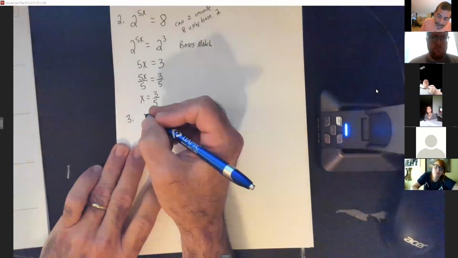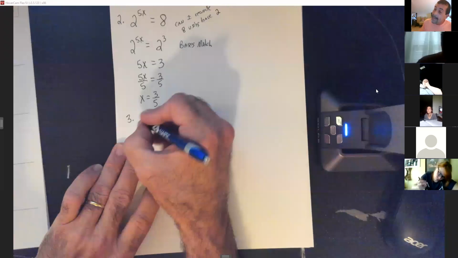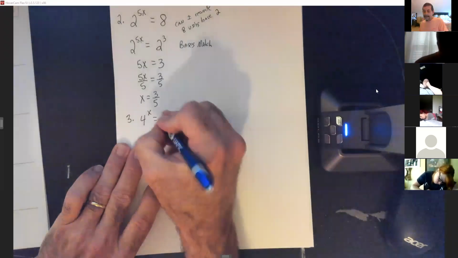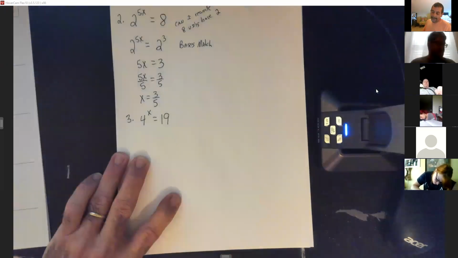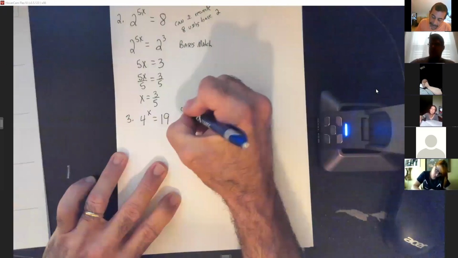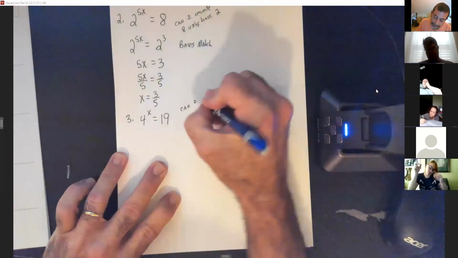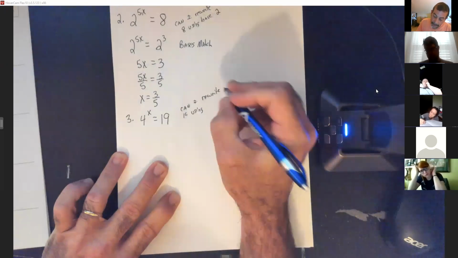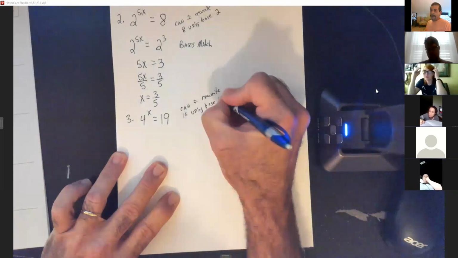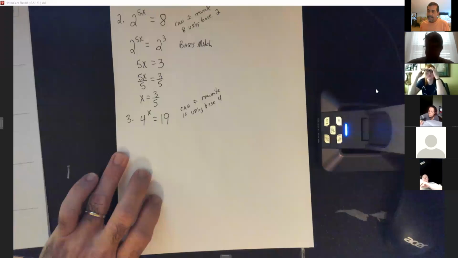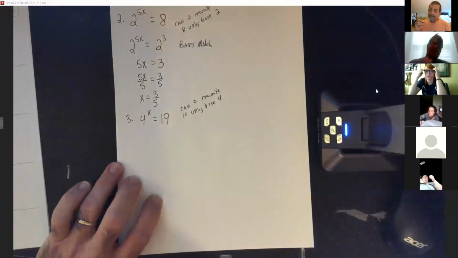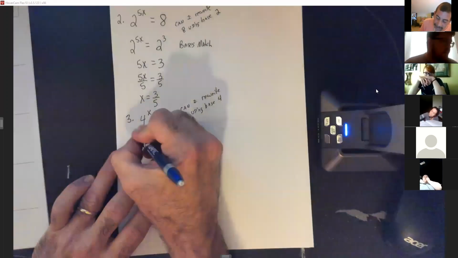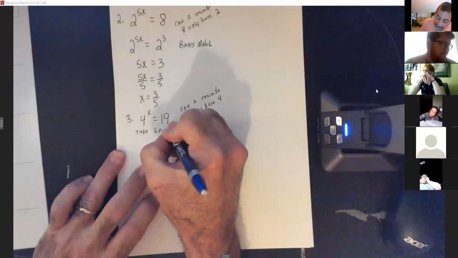All right, I'm going to throw the curveball. How about this? 4 to the x equals 19. Can I rewrite 19 using a base 4? No, because 4 times 4 is 16, and then it gets way bigger than that. So since I cannot rewrite this, we have to take ln of both sides.